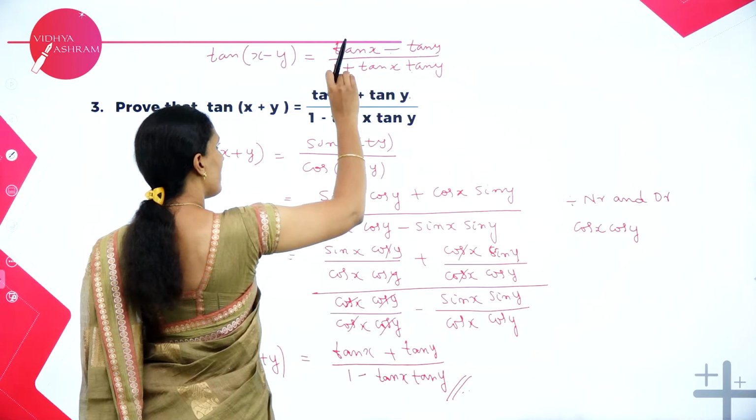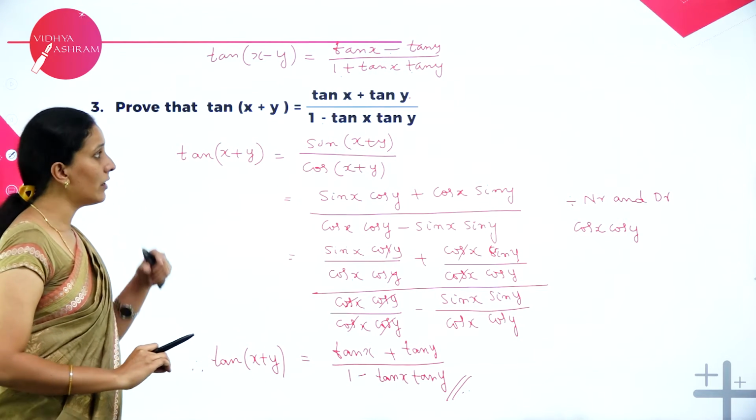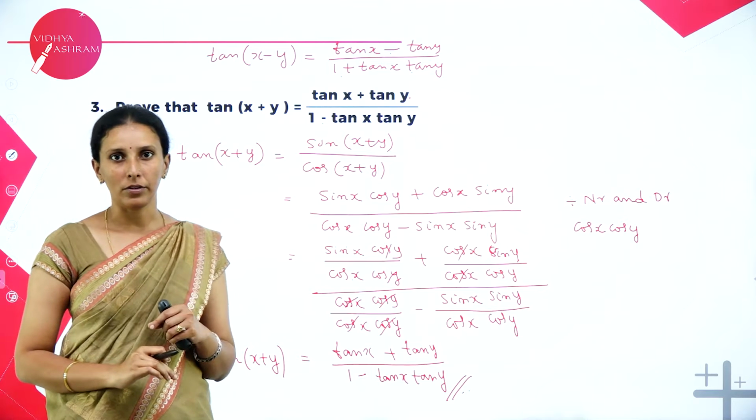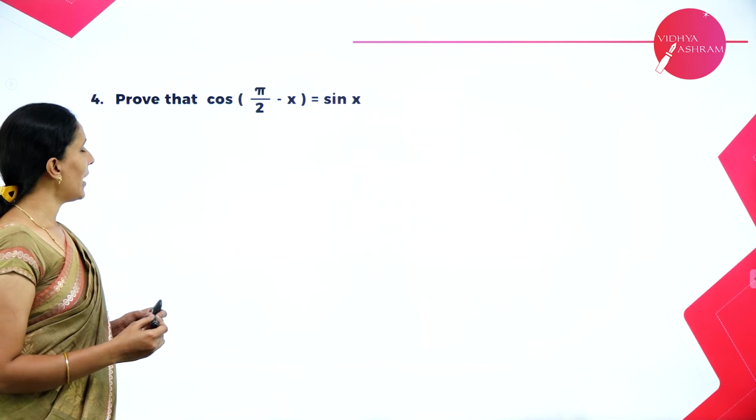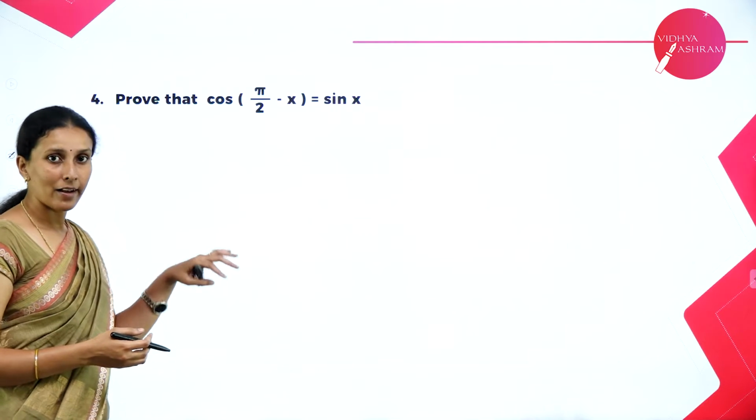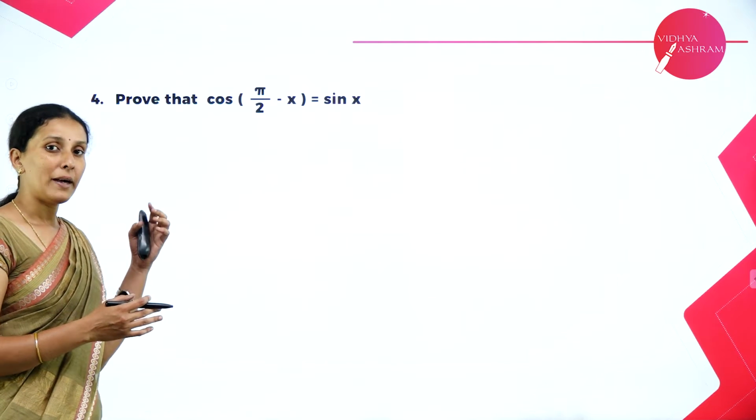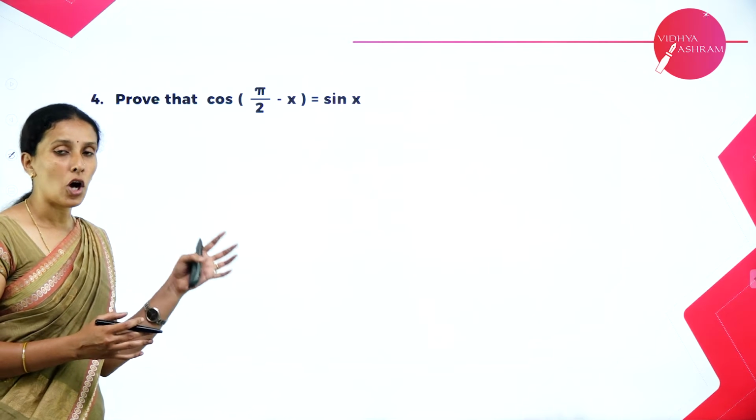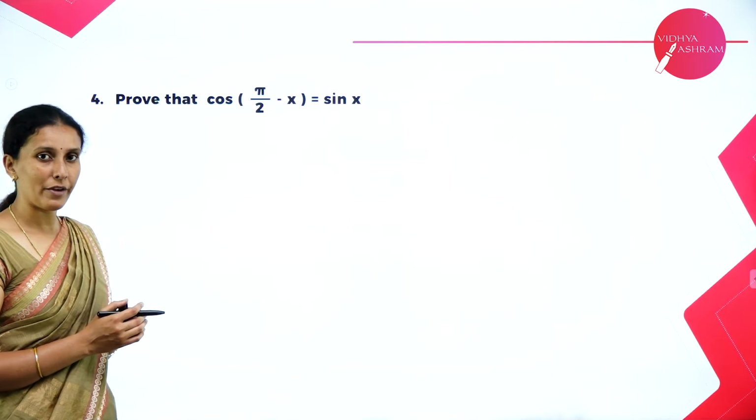So minus tan y becomes plus in the denominator, minus in the numerator. Next, prove that cos(pi/2 minus x) is equal to sin x. This is an allied angle property which we already know, but this can also be proved using the cos(x plus y) or cos(x minus y) formula.